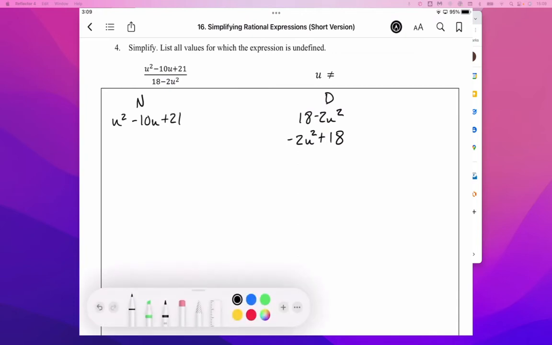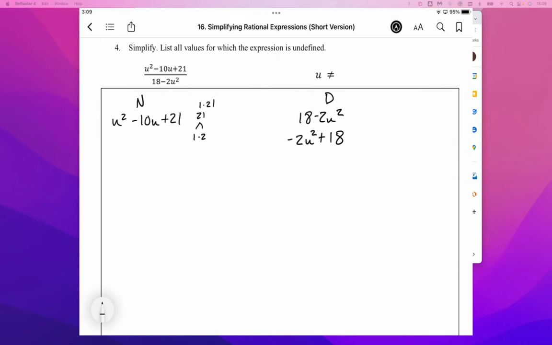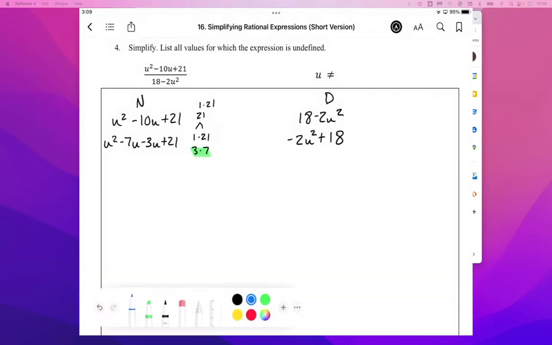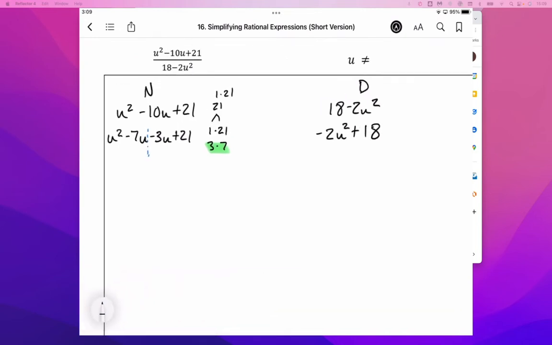And so AC method on the numerator, we have 1 times 21 makes 21. Factors of 21, 1 times 21, 3 times 7, and that's it. And we need a pair that, when put together, would make 10. 3 and 7 will do that for us. So we can separate this into u squared minus 7u minus 3u plus 21. And those two, negative 7 and negative 3, would make our negative 10. So we separate it out there.